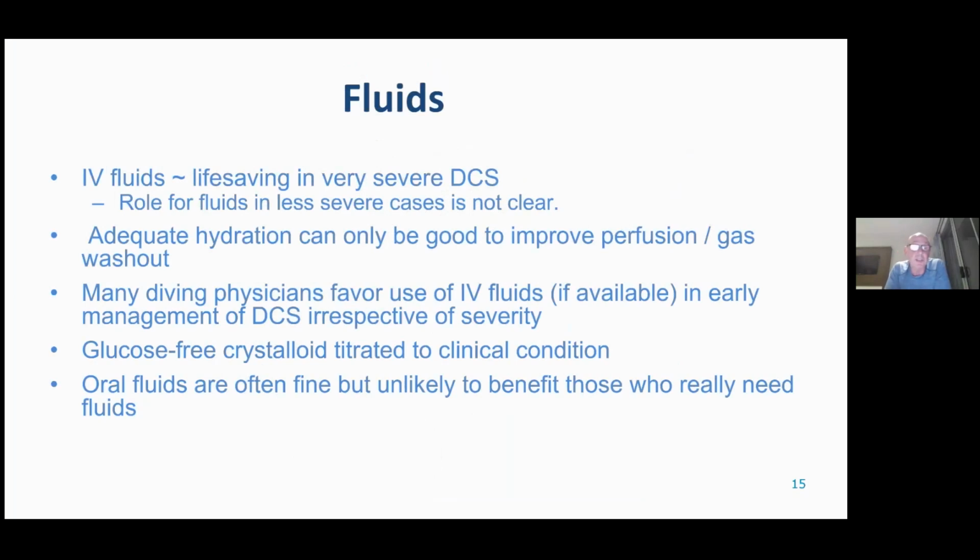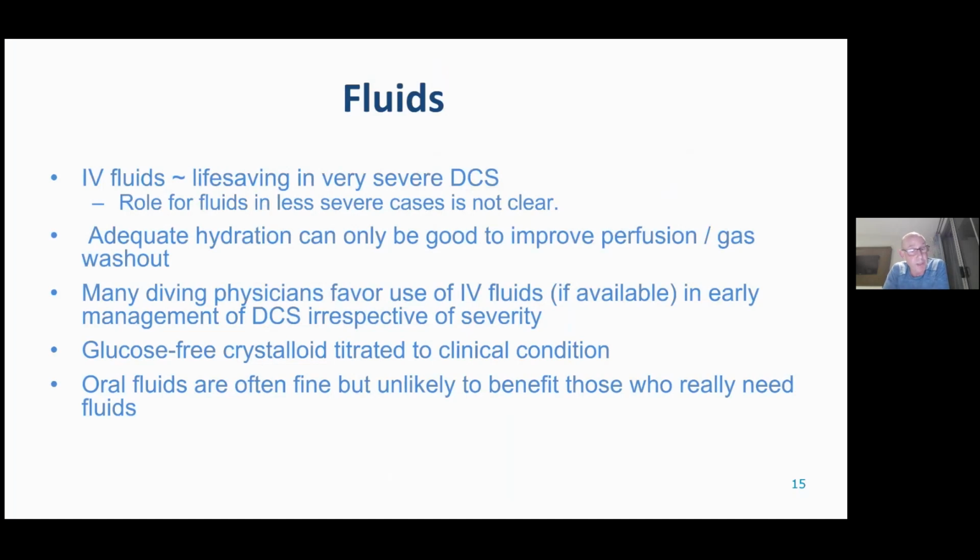The situation with fluids is that clearly if someone's got that fulminant form of decompression sickness, so hemoconcentration and shock, fluids can be life-saving. The role for fluids in less severe cases, perhaps not so clear, but most diving physicians would take the view that adequate hydration can only be good to improve tissue perfusion and gas washout. And so lots of us give fluids no matter what the severity we're dealing with. If we've got a case of decompression illness, we'll use fluids.